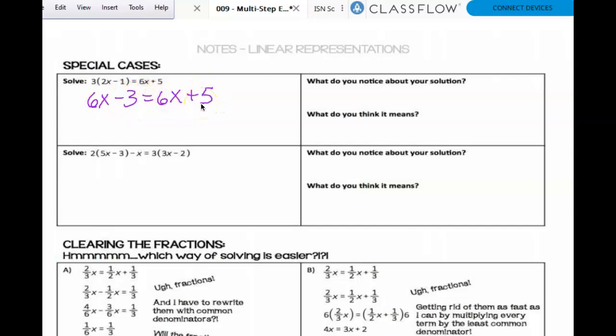Okay, how many of you got this right here? And then you all started being chickens. Because what happens to the x's? They cancel, right? If I subtract 6x, and so I get negative 3 equals 5. Is this true or false? If this is false, this is a no solution.